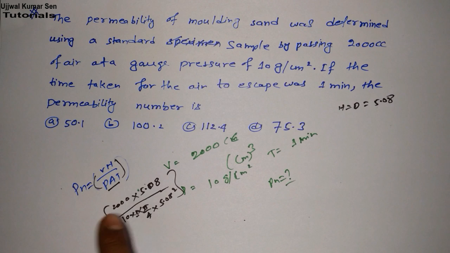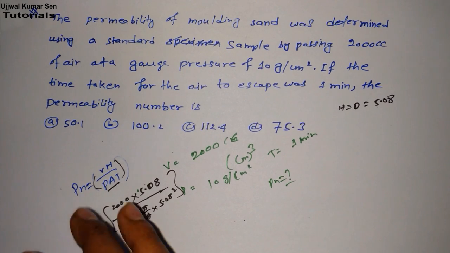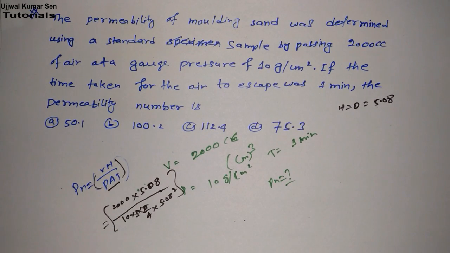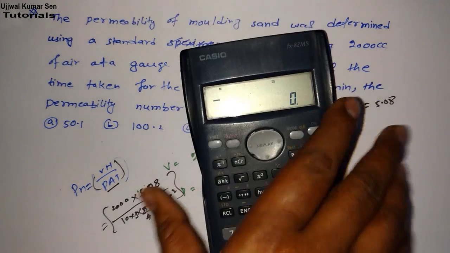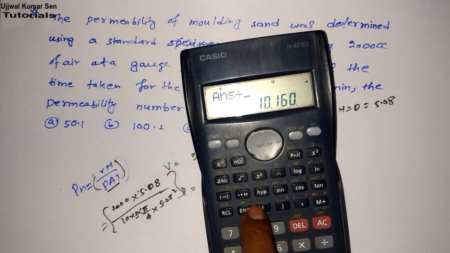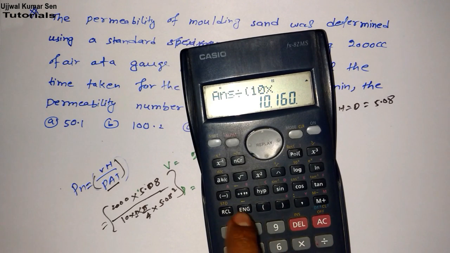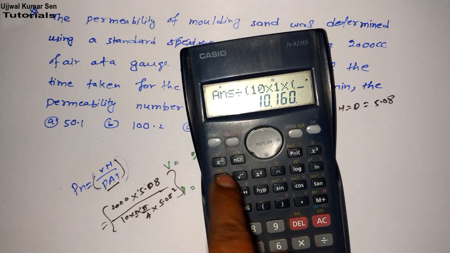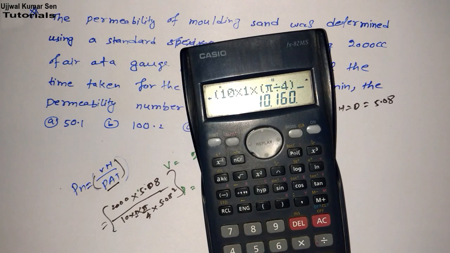Right now we have this equation, and you know what we require right now. Can you guess? Yes, right now we require a calculator. So here I got the calculator. 2000 multiplied by 5.08 divided by 10 into 1. You don't need to write it, but even then I'm writing. So it's pi by 4 D square, 5.08 square, bracket close.